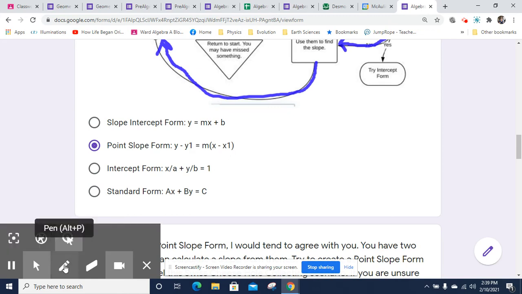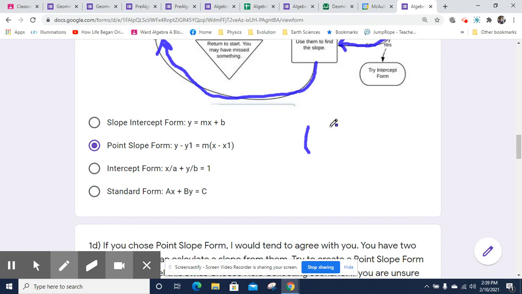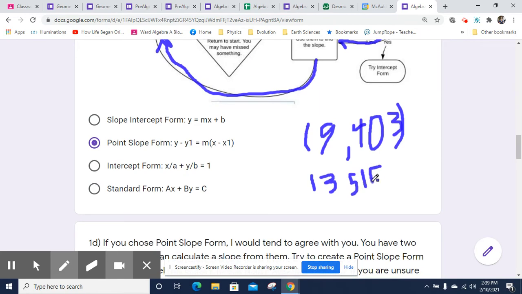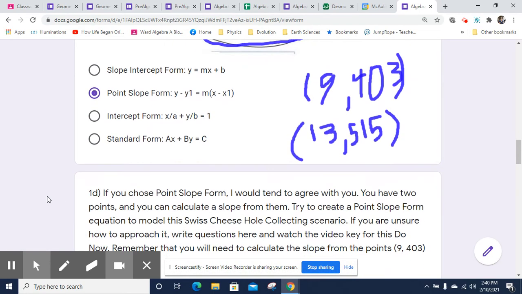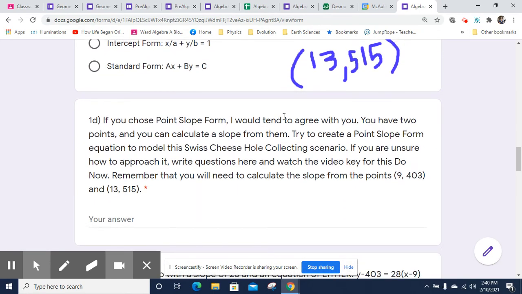So we will either be using the point (9, 403) as a point for this, or we could use (13, 515). We can use either one of these points. Now we're going to need both of these points to get the slope, of course. So if you chose point slope form, I would tend to agree with you. You have 2 points and you can calculate the slope from them.